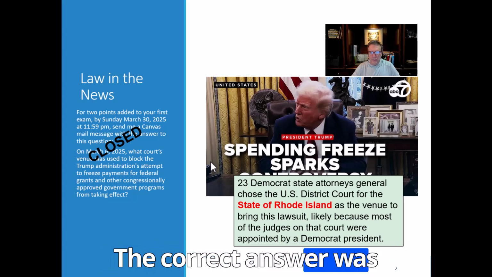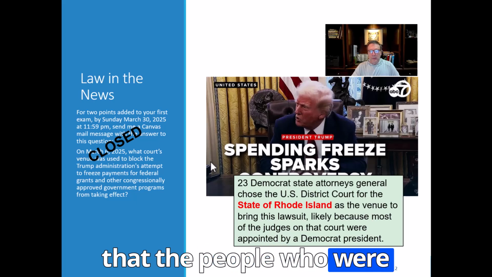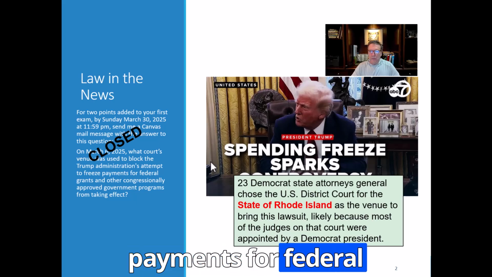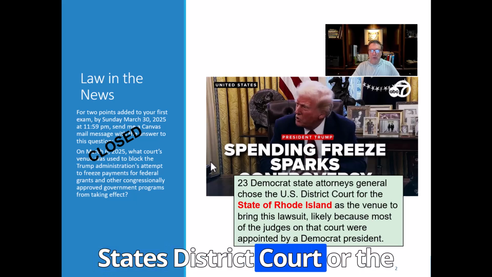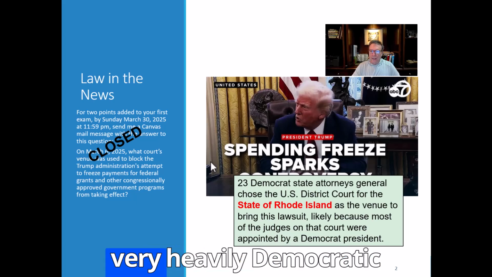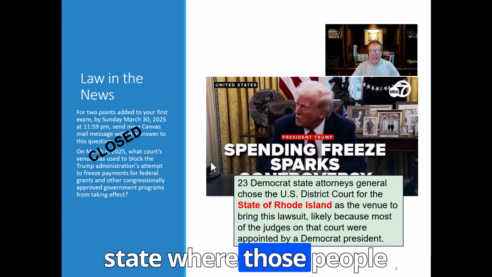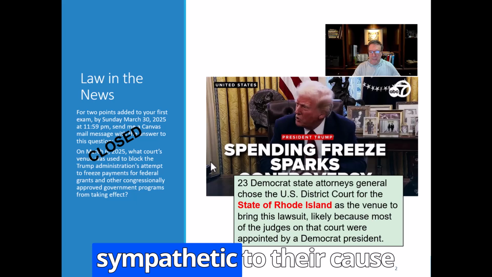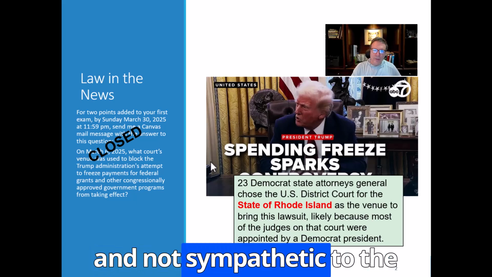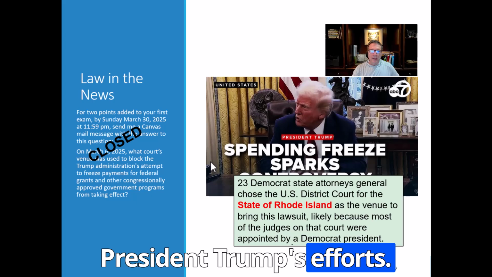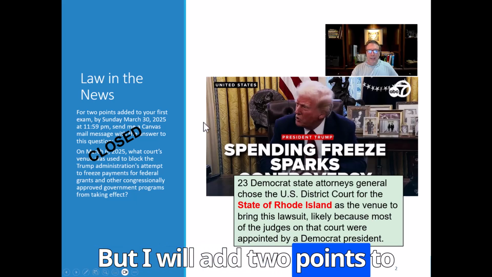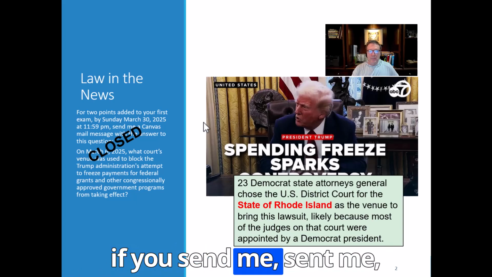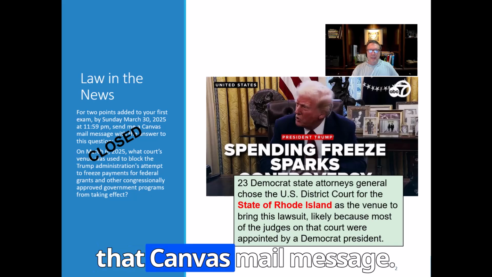The correct answer was that the people who were opposing President Trump's attempt to block payments for federal grants went to the United States District Court for the state of Rhode Island, a very heavily Democratic state, where those people who brought the lawsuit thought that maybe the judges would be sympathetic to their cause and not sympathetic to President Trump's efforts. But I will add 2 points to your first exam, if you sent me that Canvas mail message.